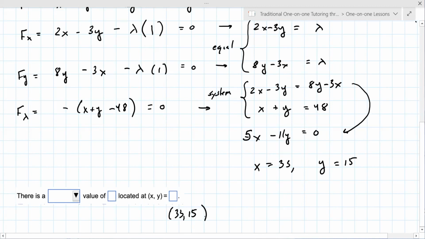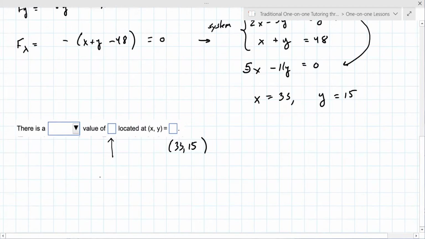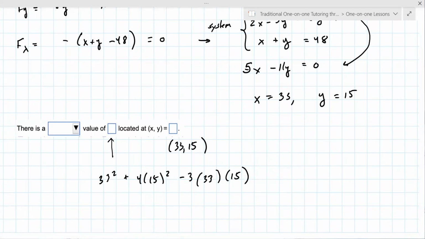And then this next box we get from going back to the very original function. We find 33 squared plus 4 times 15 squared minus 3 times 33 times 15. Now, whether it's a max or a min, I will get that next, because I actually have no idea, if we just go back to the old way of doing it.